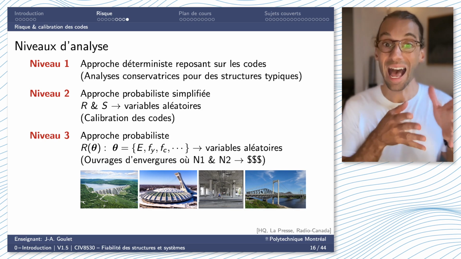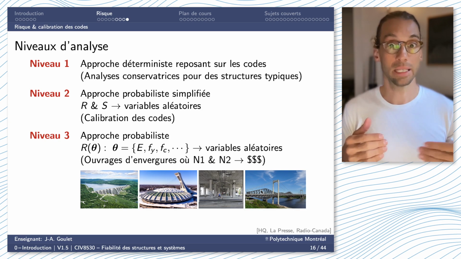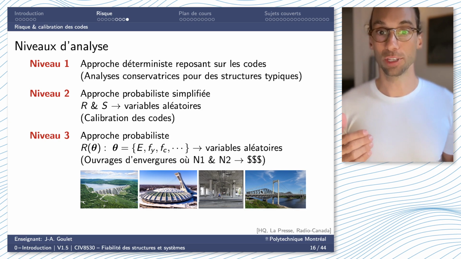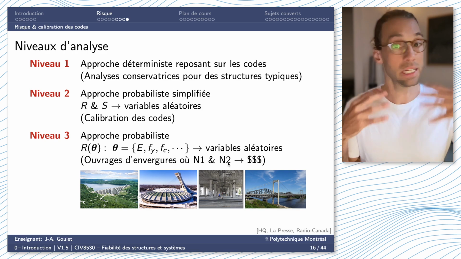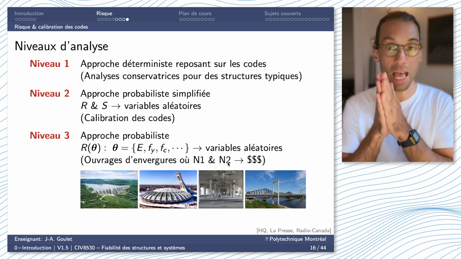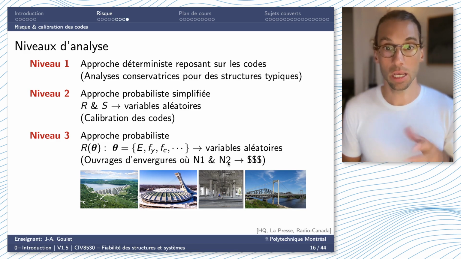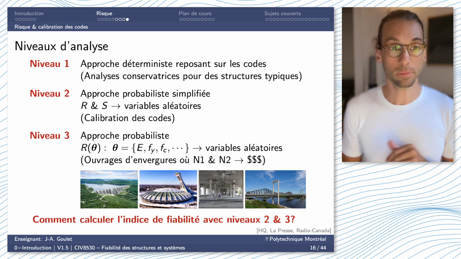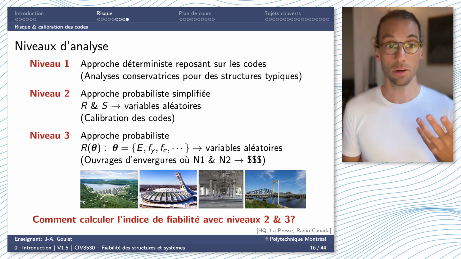So for such high value infrastructure, the cost of replacing or strengthening those is so high that here, instead of using these conservative approaches, we can do an advanced analysis where we take into account all the information that is available to us to add the most accurate portrait possible about the safety and serviceability in terms of their probability of failure. But the question we're going to address in this class is how can we compute those probabilities of failure using either level 2 or level 3 analysis.